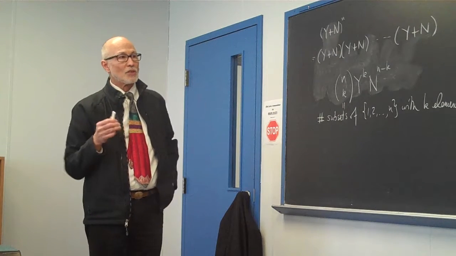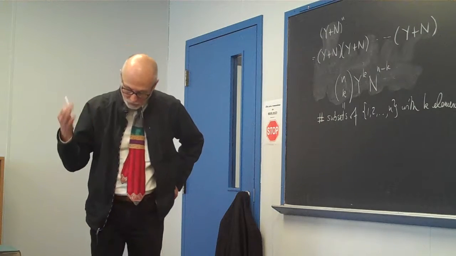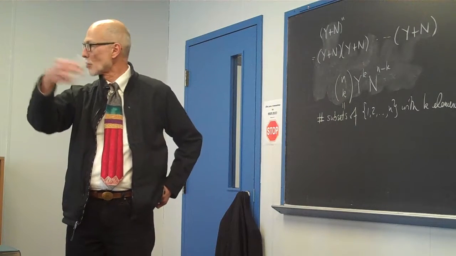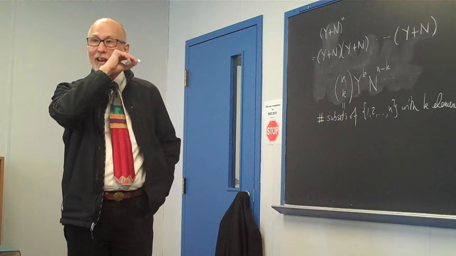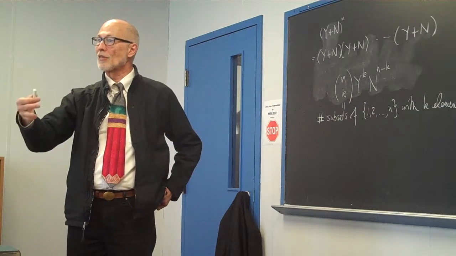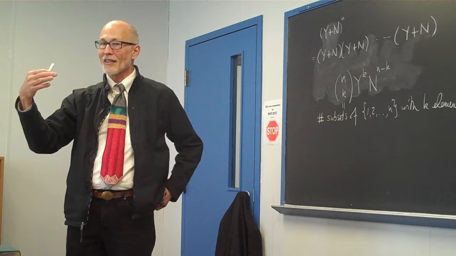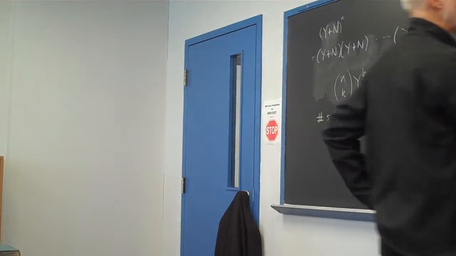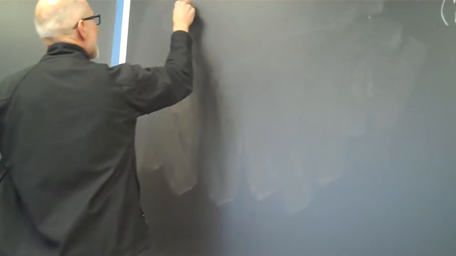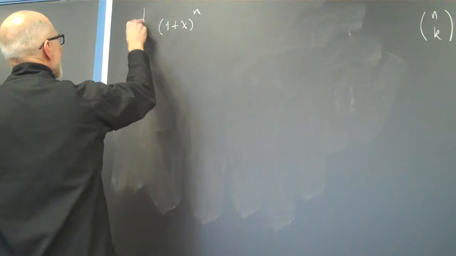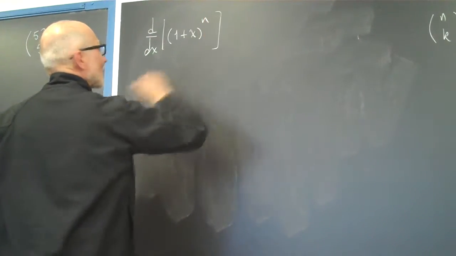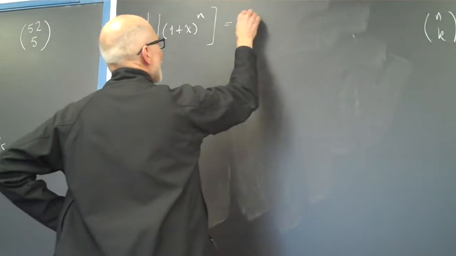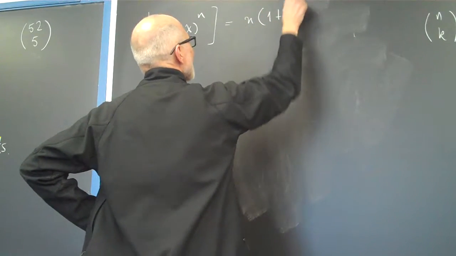I need just one simple fact, which is that derivatives are linear, right? The derivative of a sum is the sum of the derivatives, and so on. And I think I need that the derivative of x to the k is k x to the k minus 1. Okay, everybody good with that? So let me just point out the following. I can calculate the derivative of this by the chain rule. Everybody should know the chain rule, right? This is n times 1 plus x to the n minus 1.